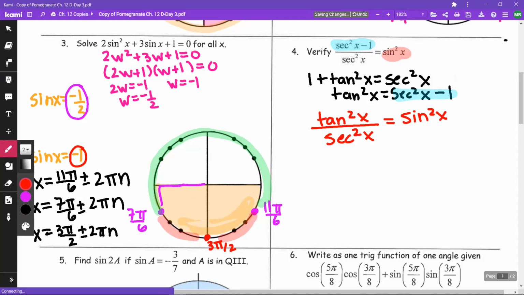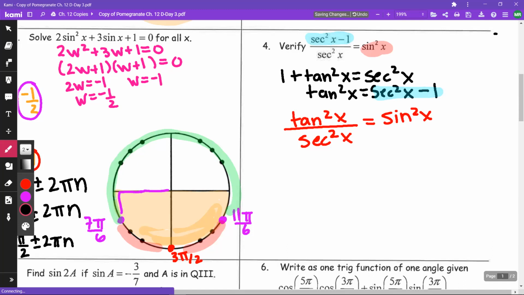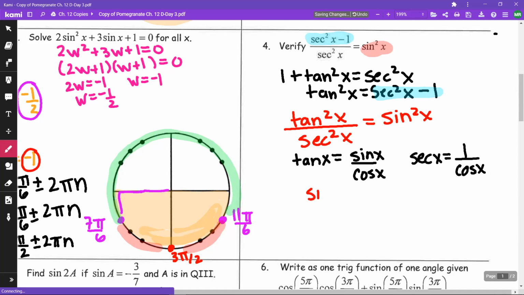And now what I'm going to do is I'm going to write my tangent squared x and secant squared x in terms of sines and cosines. So the fact that I'm going to be using, I'm just going to jot that here, that tangent of x is equal to sine over cosine. And the fact that secant is equal to 1 over cosine. So now I'm going to put sine x over cosine x over 1 over cosine x. And again, I'm trying to prove that that's equal to sine squared x.